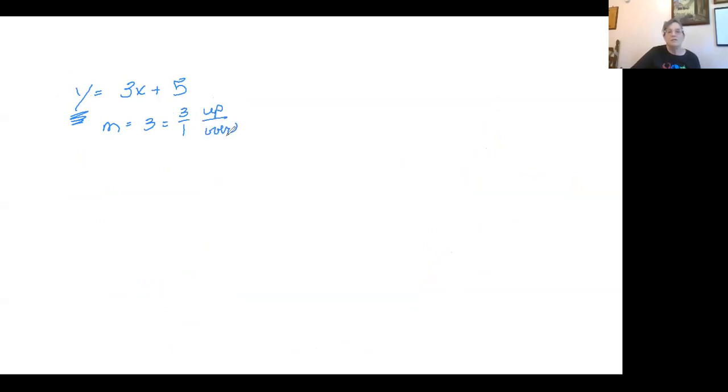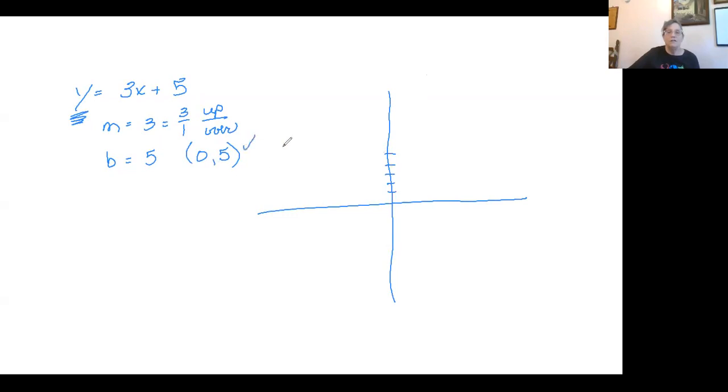But the slope is useless until we're on the line. So we know that b is 5. So the y-intercept is going to be the point (0, 5). We can graph this line real quick and easy by locating this point, (0, 5), on the y-axis. I know it's on the y-axis because the x value is 0. And then use the slope.